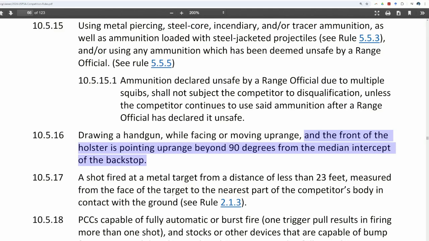So that's the problem at hand here, guys. Obviously, that's the current rule and how they're enforcing it. So follow that, but please write the board of directors and tell them to fix this situation. So how would I fix this situation? How would I rewrite the rules to fix this situation? First off, we need a ruling on what is the definition of the front of the holster if we're going to continue with this rule.